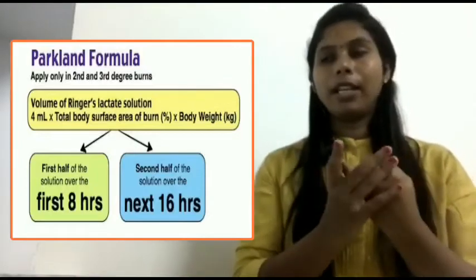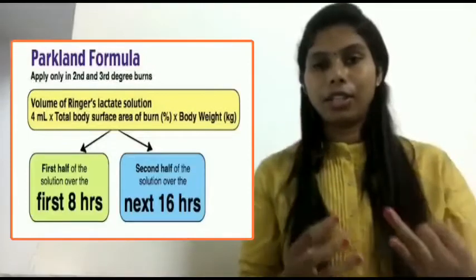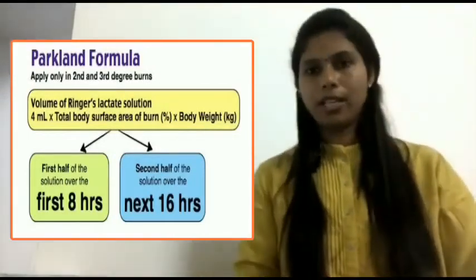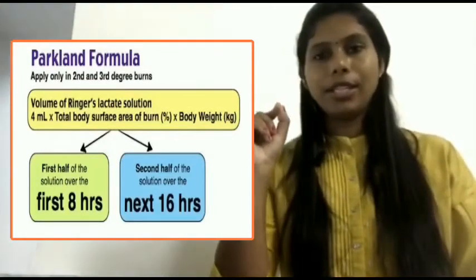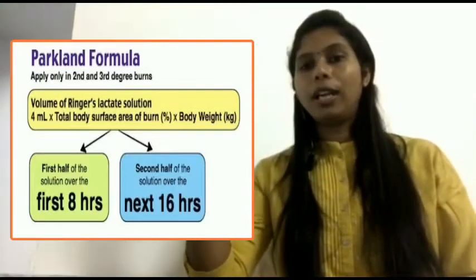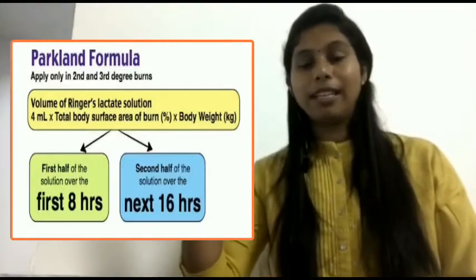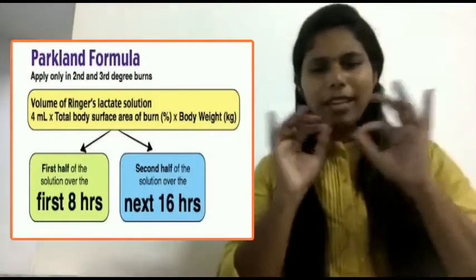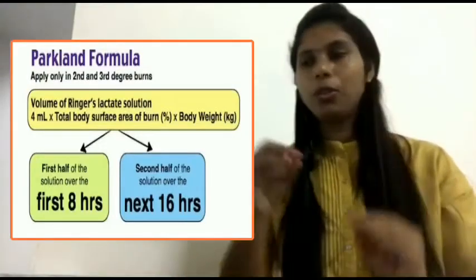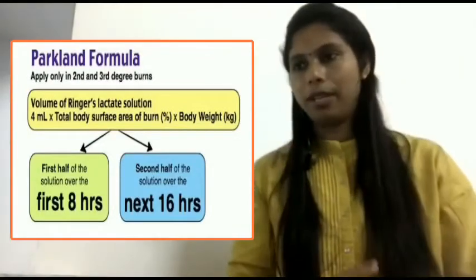Then the other parameter that we need is the percentage of total body surface area affected by burns. Then there is the 4 ml, the constant we use in this formula. So the formula is 4 ml into percentage of total body surface area into patient weight in kg. Very simple formula. 4 ml into percentage of total body surface area into patient weight in kg. So this is called the Parkland formula.